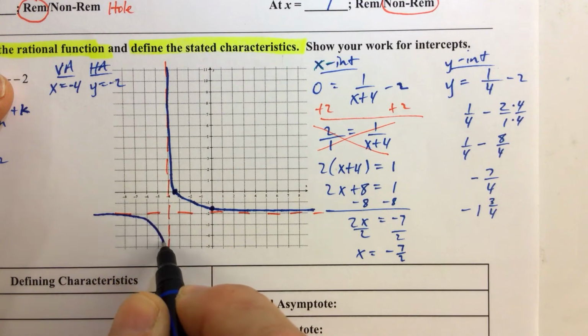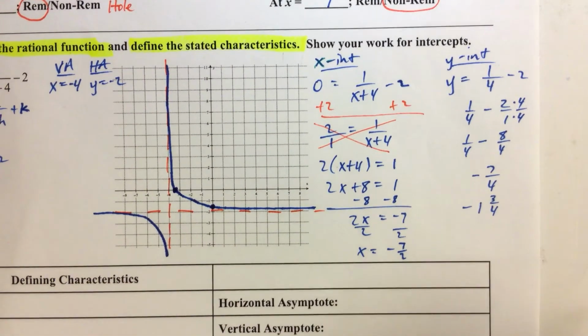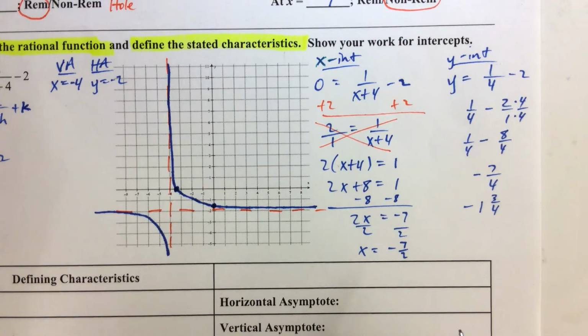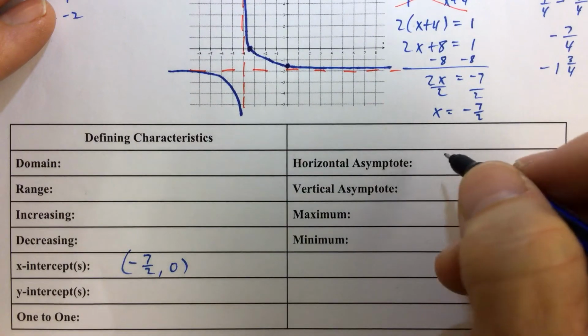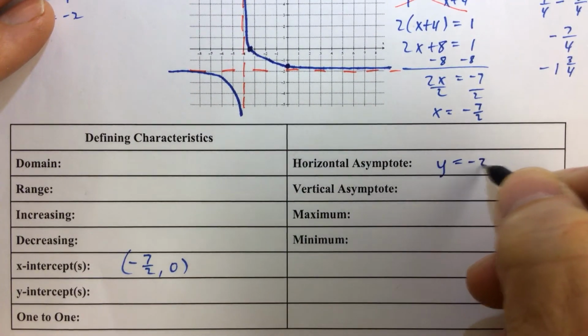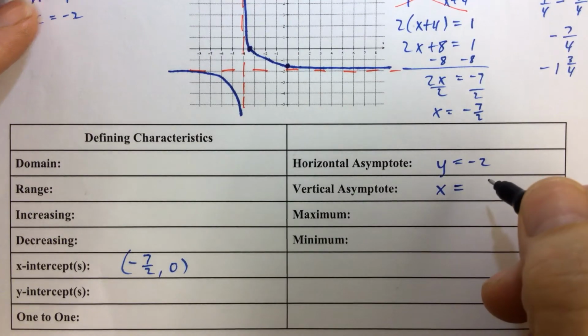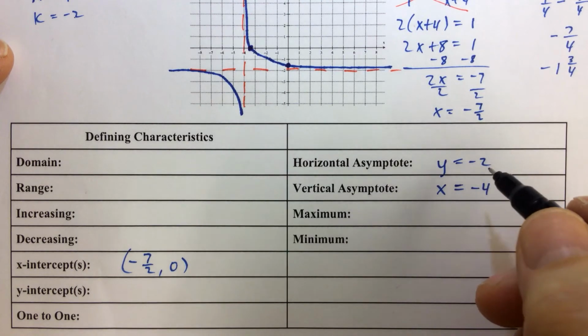It doesn't actually touch the asymptote, but if you happen to touch it, you make a mistake, just make it look like that, and understand that the graph never does touch the asymptotes. So we'll see that down here in the chart. Horizontal asymptote, we already said, was y equals -2. Vertical asymptote, again, make sure that you're indicating that the asymptotes are equations.